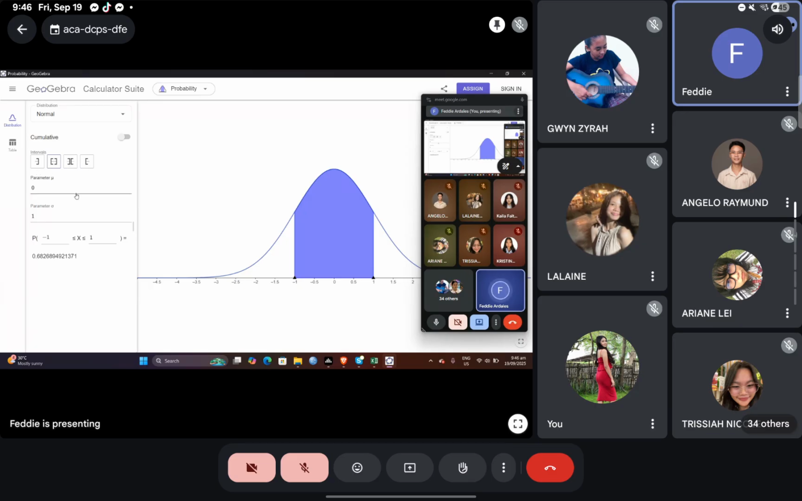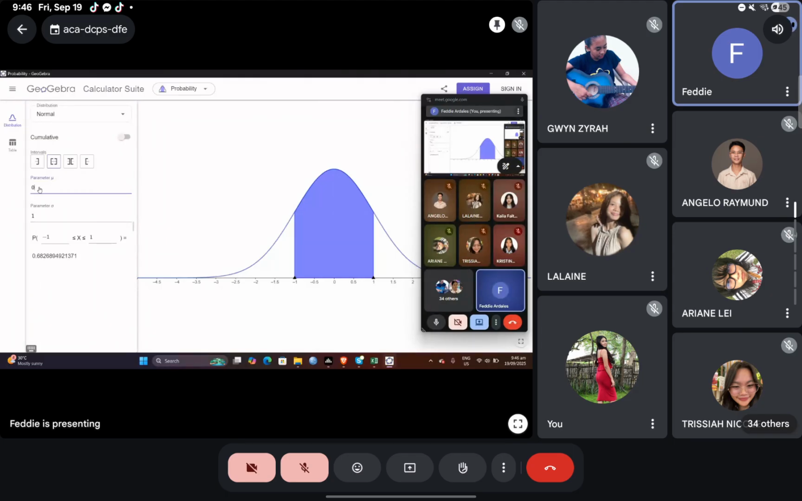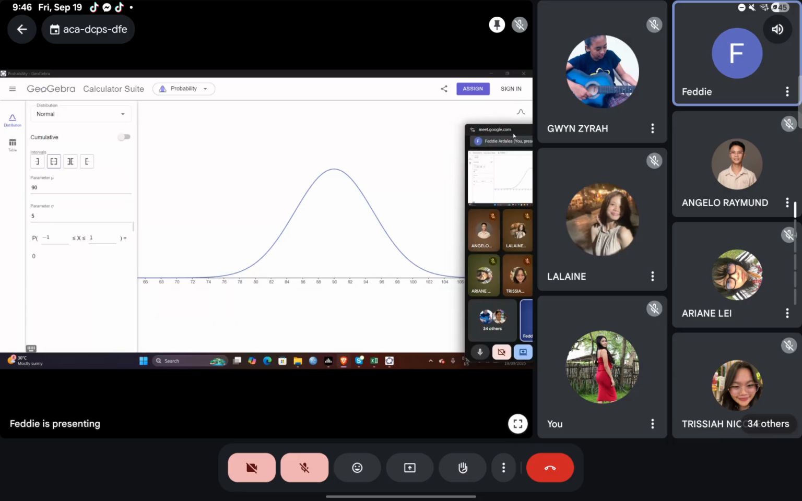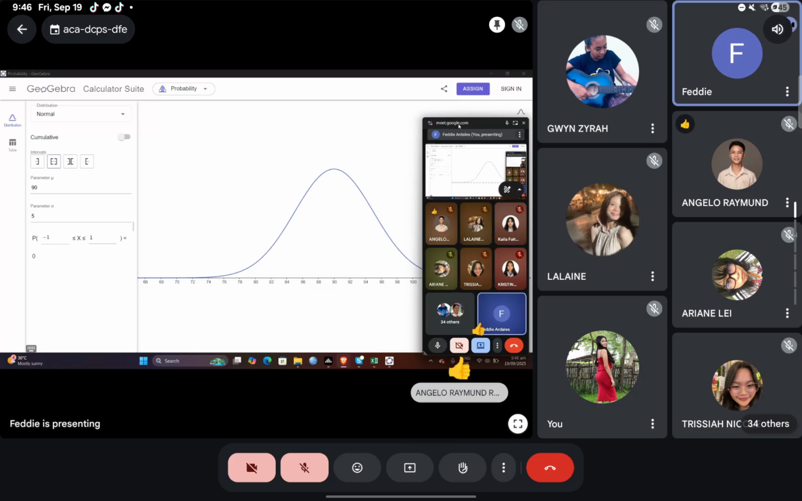Take note of the parameters. In our example here, the mean is 90 and the standard deviation is 5. So plug in the parameters: 90 and a standard deviation of 5. Okay, that is now your normal curve. Are you with me? Just say yes. Okay, thank you.